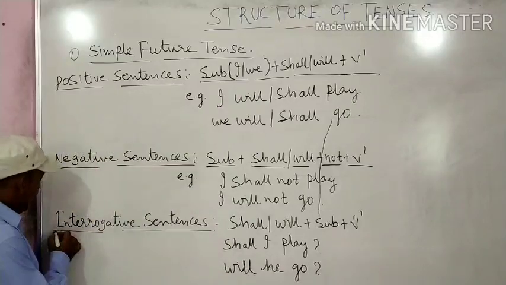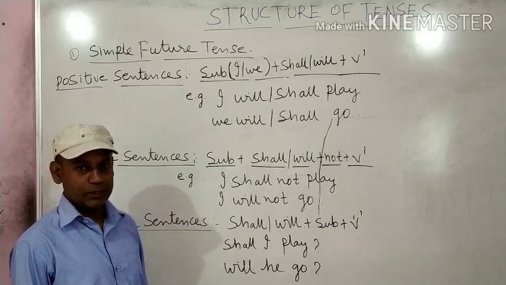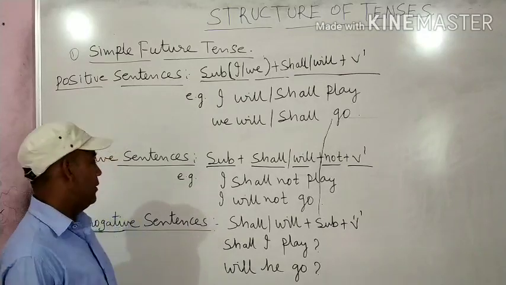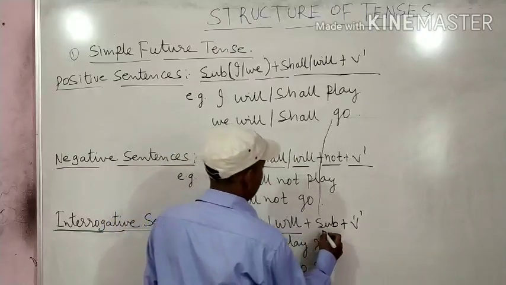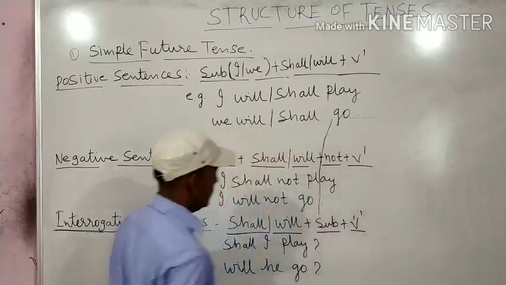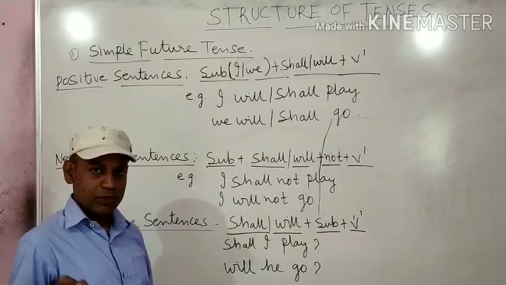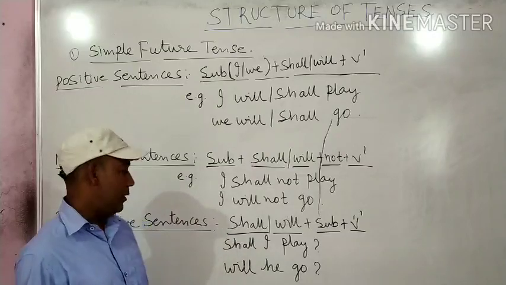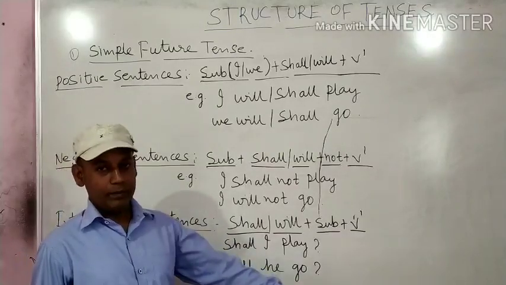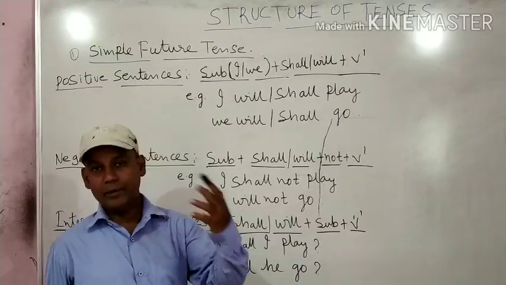Now, let's see interrogative sentences. Interrogative sentences ask questions. There is a question mark after that. For example, we can say either shall or will plus subject and again the first form of the verb. For example, shall I play? We put a question mark because we are not sure if it is going to happen in the future or not. Will he go? We are not sure whether he will go or not because it is something which is going to happen in the future.